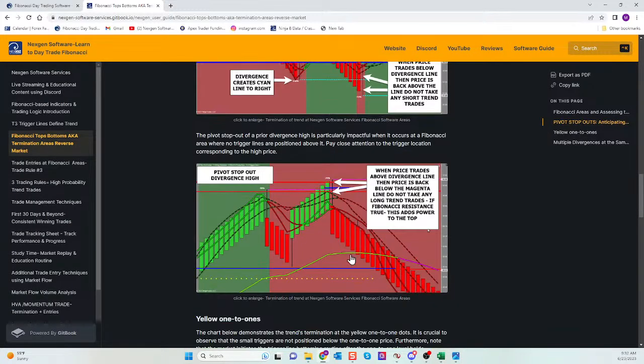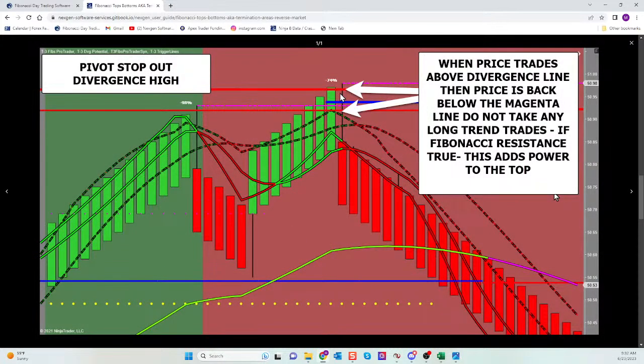You'll see it from lows. You'll also see it from highs. And guys, when it happens at Fibonacci, it is even more powerful. When you get that pivot stop out right at a key area, that's a market mover typically. You can expect bigger moves going the other direction. This adds power to that great top.